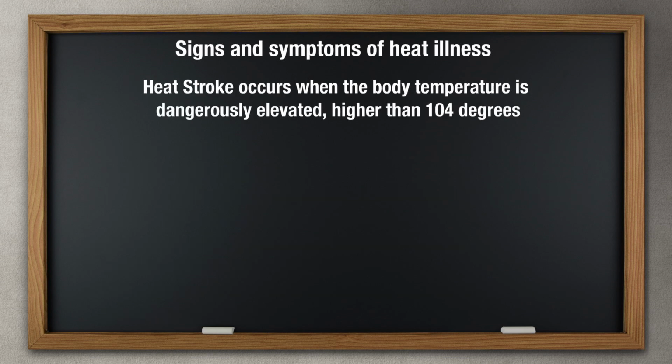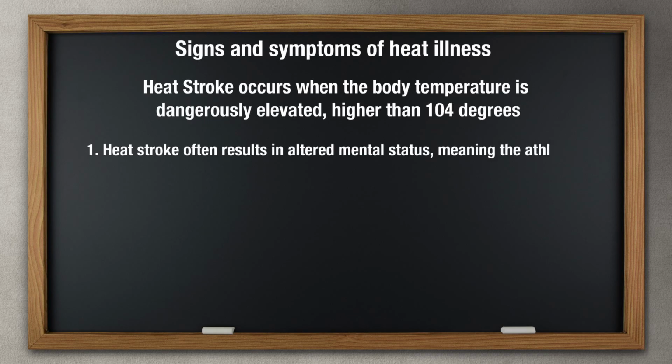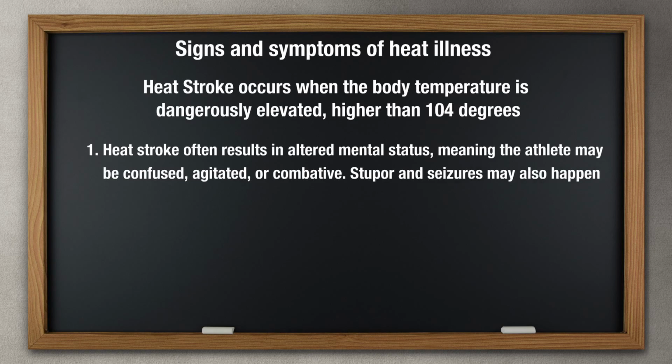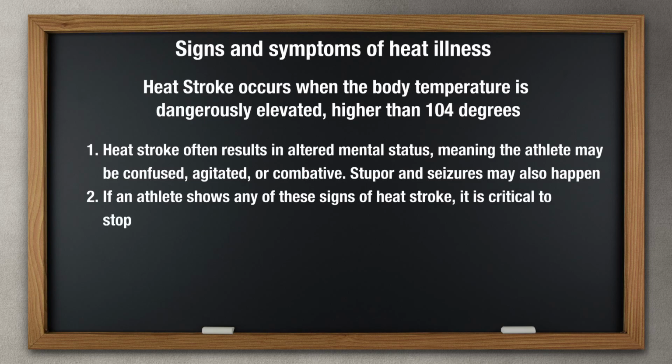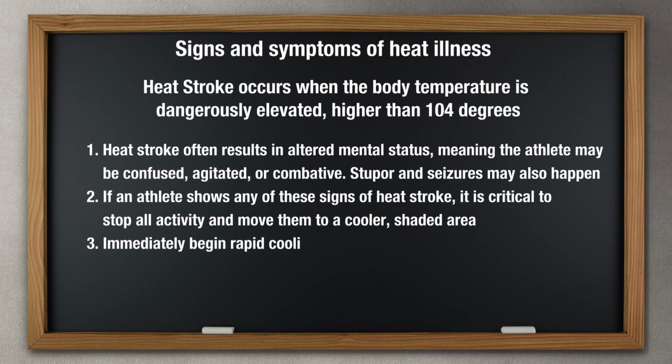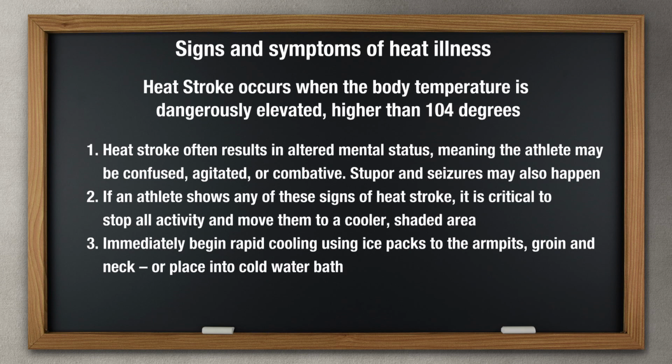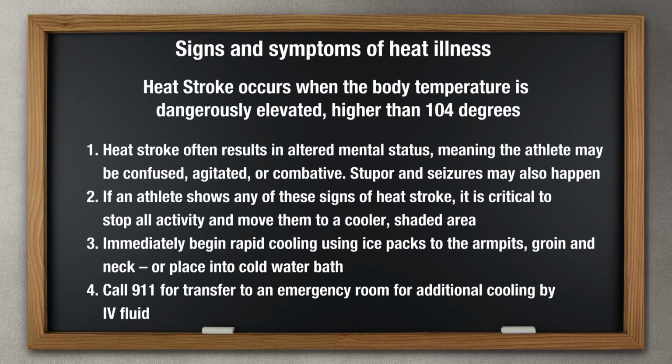Heat stroke occurs when the body temperature is dangerously elevated, higher than 104 degrees. 1. Heat stroke results in altered mental status, meaning the athlete may be confused, agitated, or combative. Stupor and seizures may also happen. 2. If an athlete shows any of these signs of heat stroke, it is critical to stop all activity and move them to a cooler, shaded area. 3. Immediately begin rapid cooling using ice packs to the armpits, groin, and neck, or place into a cold water bath. 4. Call 911 for transfer to an emergency room for additional cooling by IV fluids and other supportive treatments.